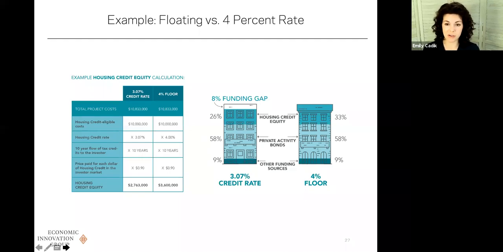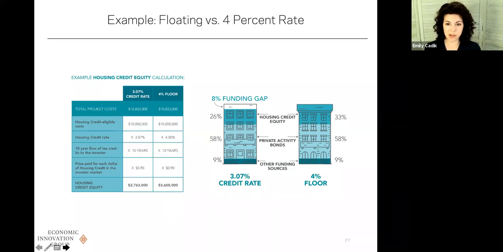So whereas the 9% side of the program is an allocation that's capped for each state based on its population, the 4% side is different. You can access the 4% housing credits when you finance 50% of your development with private activity bonds. So as long as the bonds are there and the development's approved, you can access the 4% credits.